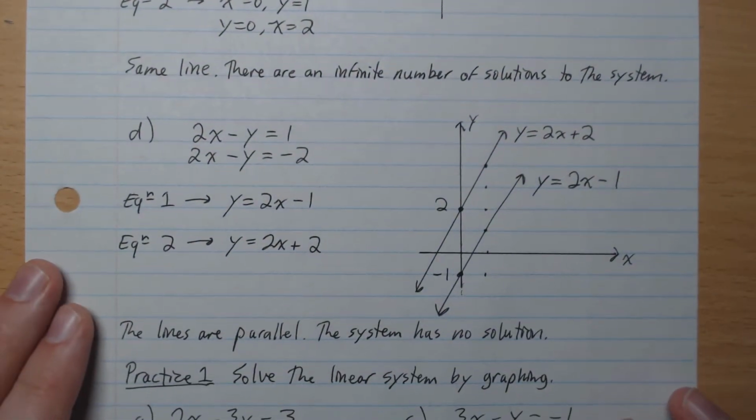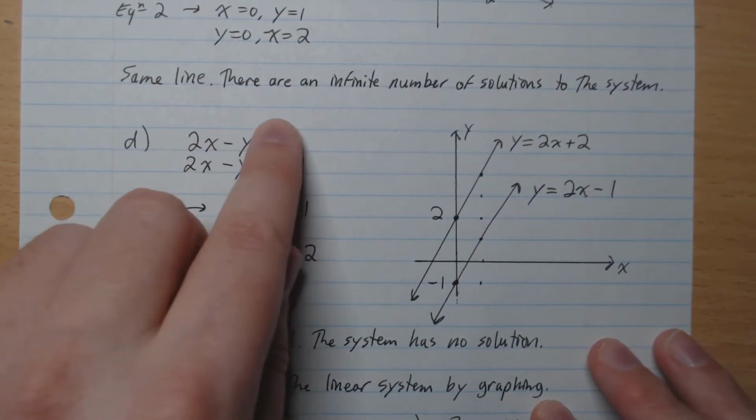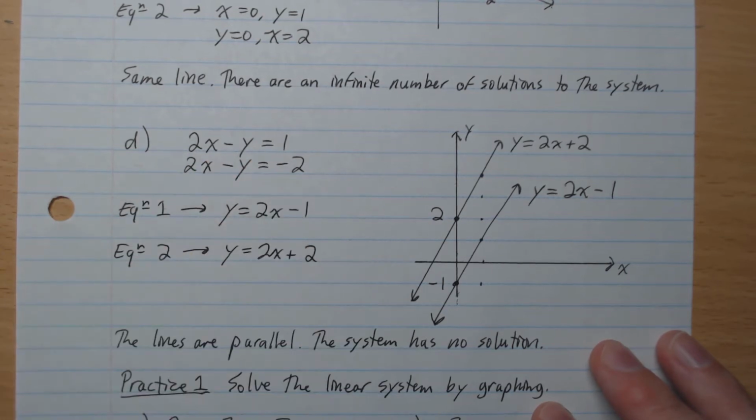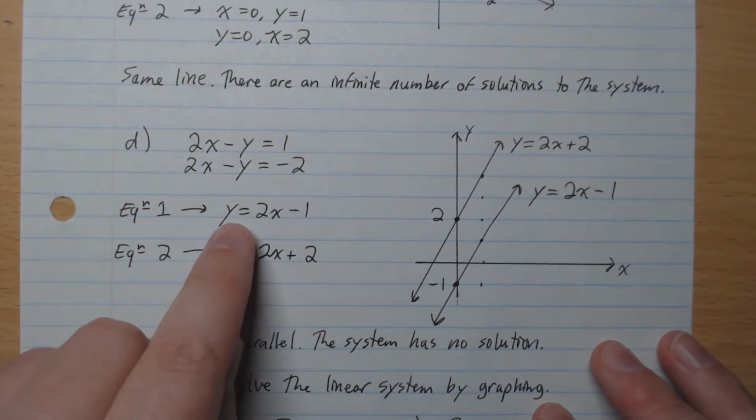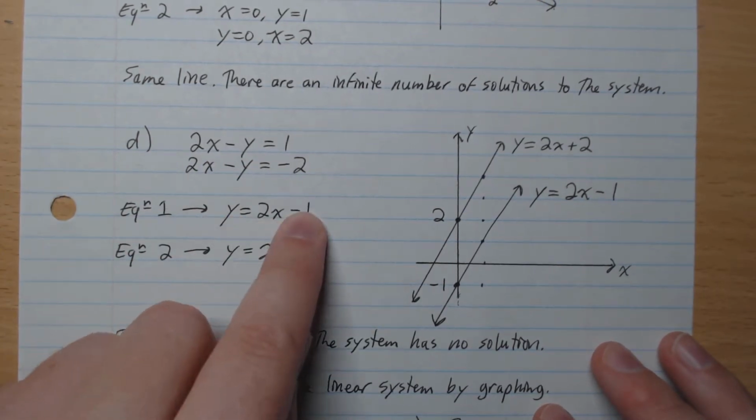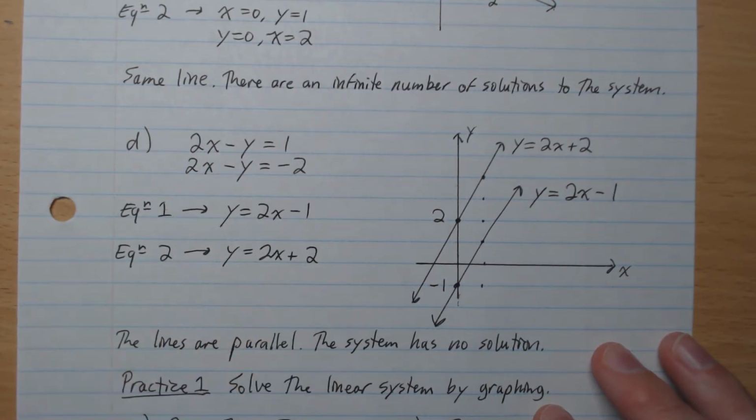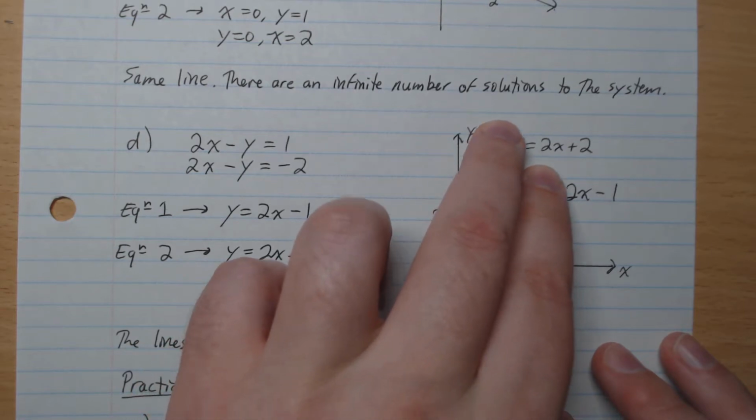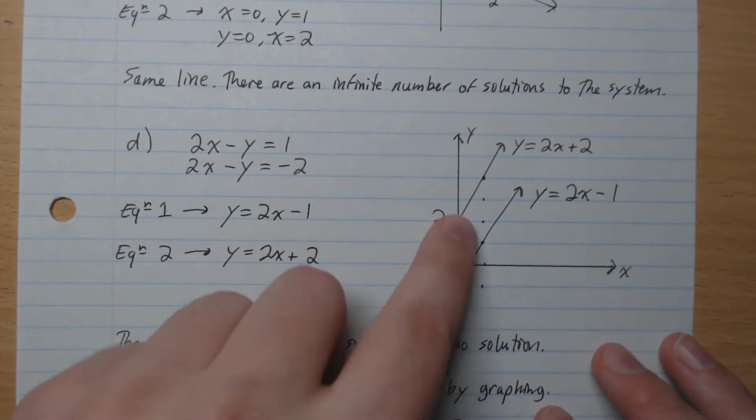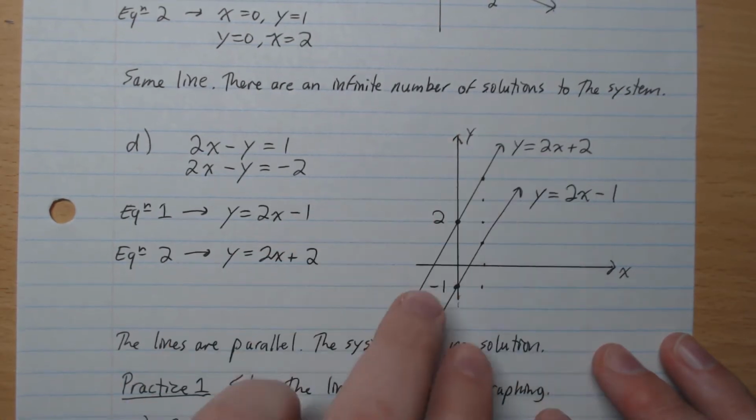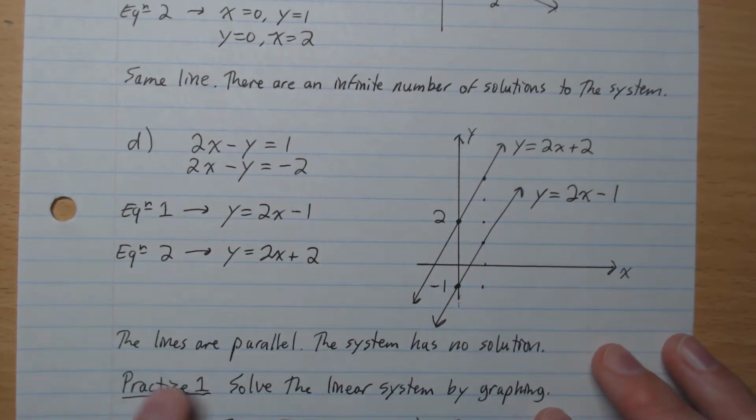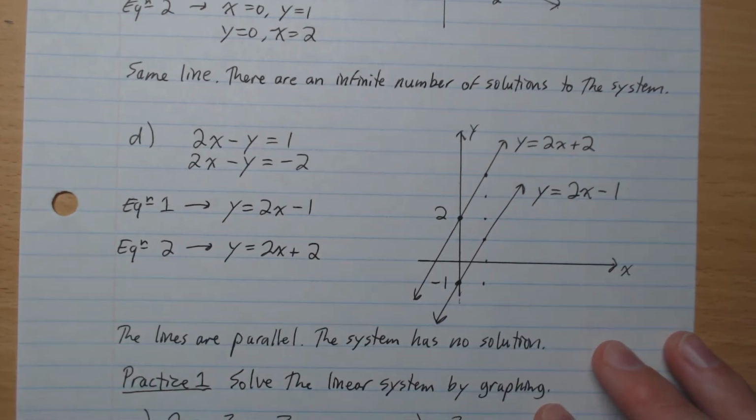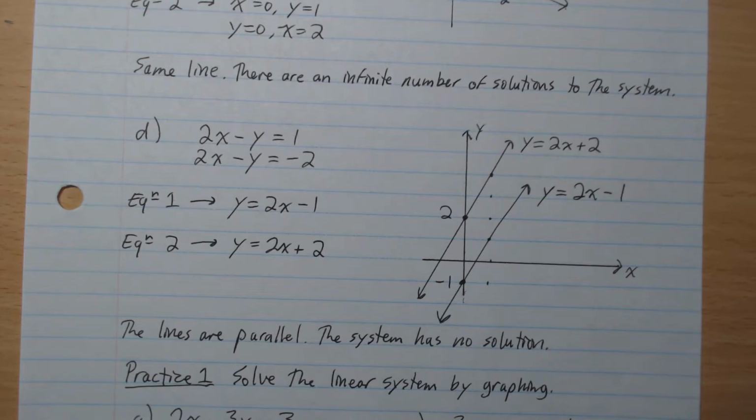D. Here's our first equation and our second equation to the system. We're going to rewrite it in slope-intercept form, so y equals 2x minus 1, and this other one is y equals 2x plus 2. We see here that they have the same slope, so they're parallel with different y-intercept values, and so they are parallel and they do not coincide. And so the system has no solution.